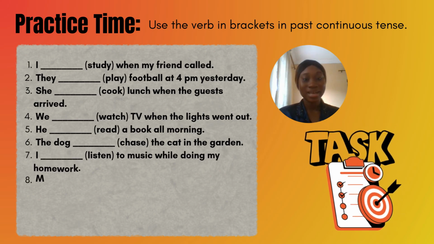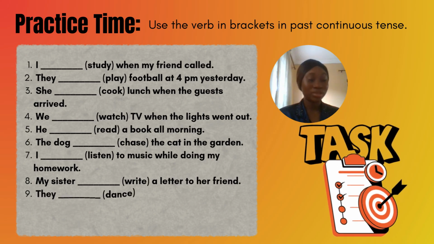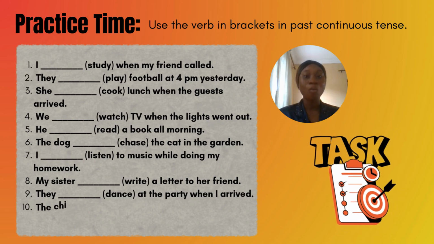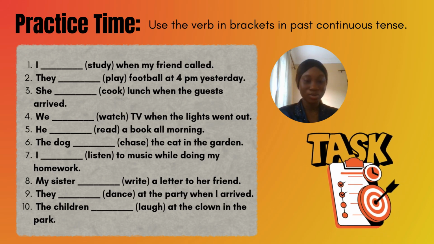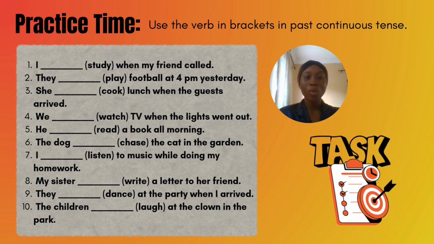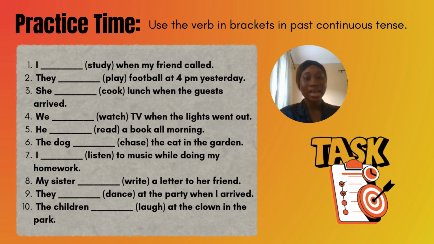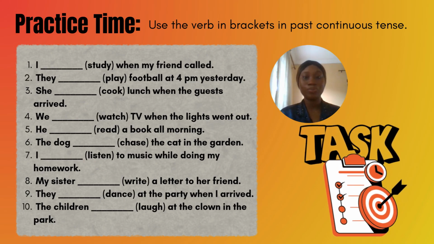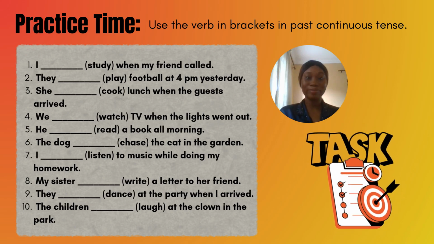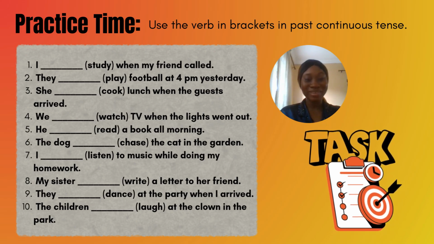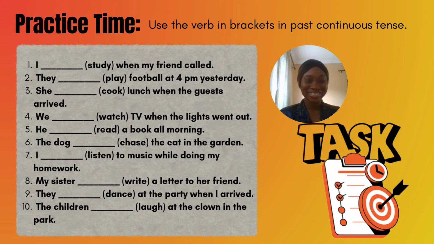Let me answer that for you. I was goes with I, right? You will not say I were. So I was there. Remember that since it is continuous, you have to put ing. So I was studying when my friend called. Now they: is it they was or they were? Pick your answer. And remember that play becomes playing. They were playing football at 4 p.m. yesterday. This is just something easy to get us familiar with past continuous tense.